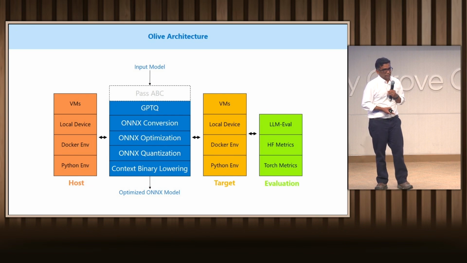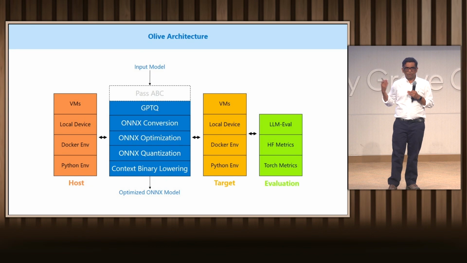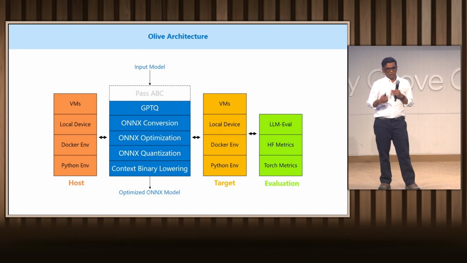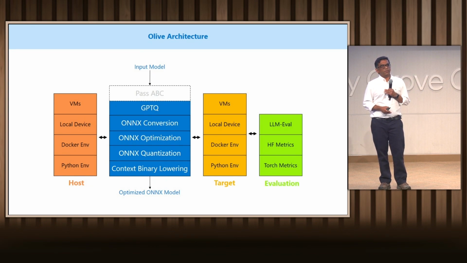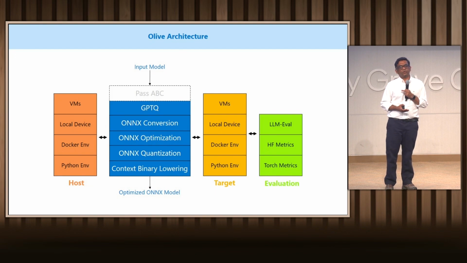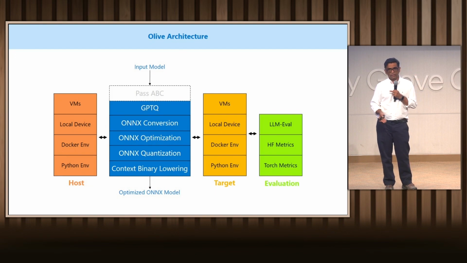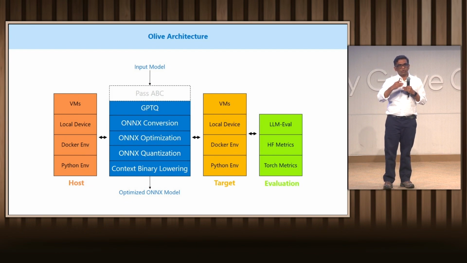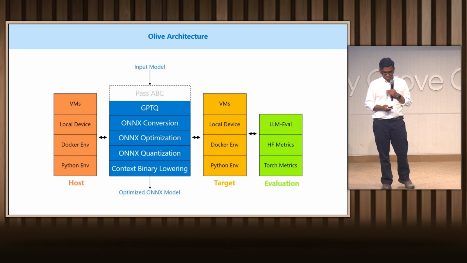On top of that, you want to measure the quality of the model and the performance of the model, so Olive can do latency measurements. It allows you to measure Hugging Face metrics and torch metrics also, and it's a plug-in architecture, so you can easily plug in the LM evaluation harness if you want to measure the quality of an LLM. So the idea is that this simple modular architecture, which we can easily extend, allows you to move faster, experiment faster, and get your model into production sooner.